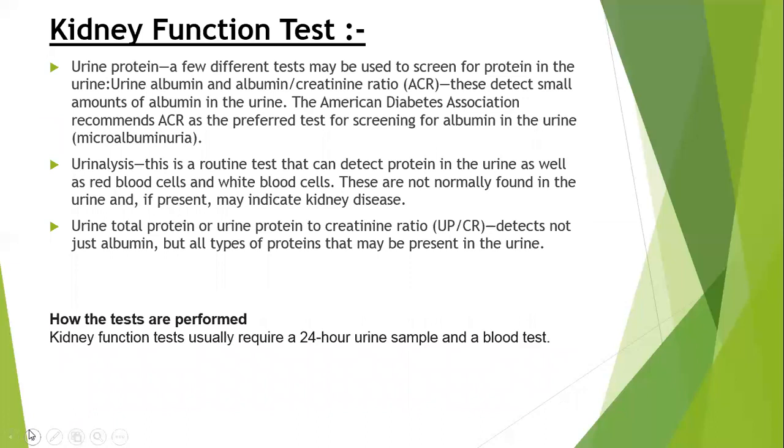Urine protein is very important. A few different tests may be used to screen for protein in the urine. Urine albumin and albumin creatinine ratio, which we used to call ACR, detect small amounts of albumin in the urine. The American Diabetes Association recommends ACR as the preferred test for screening for albumin in the urine, microalbuminuria. Urinalysis is a routine test that can detect protein in the urine as well as red blood cells and white blood cells, hematuria. These are not normally found in the urine and if present may indicate kidney disease. Urine total protein or urine protein to creatinine ratio detects not just albumin but all types of proteins that may be present in the urine. How are the tests performed? Kidney function tests usually require a 24-hour urine sample and a blood test.